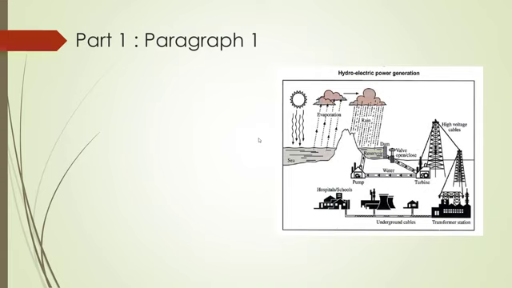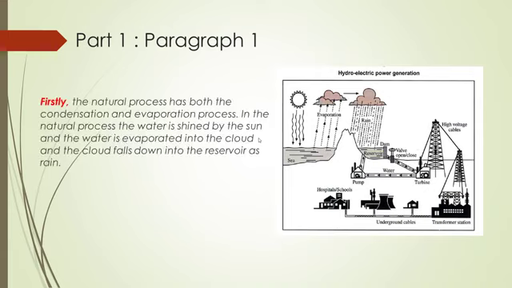Now, we are going to start with our first paragraph. You can remember that we'll use "firstly" in the case of the first paragraph, and obviously, of course, we'll start with the natural process. So you can write, the natural process has both the condensation and evaporation process. You can find the condensation process and the evaporation process. In the natural process, the water is steamed by the sun and the water is evaporated into the cloud and the cloud falls down into the reservoir as rain.